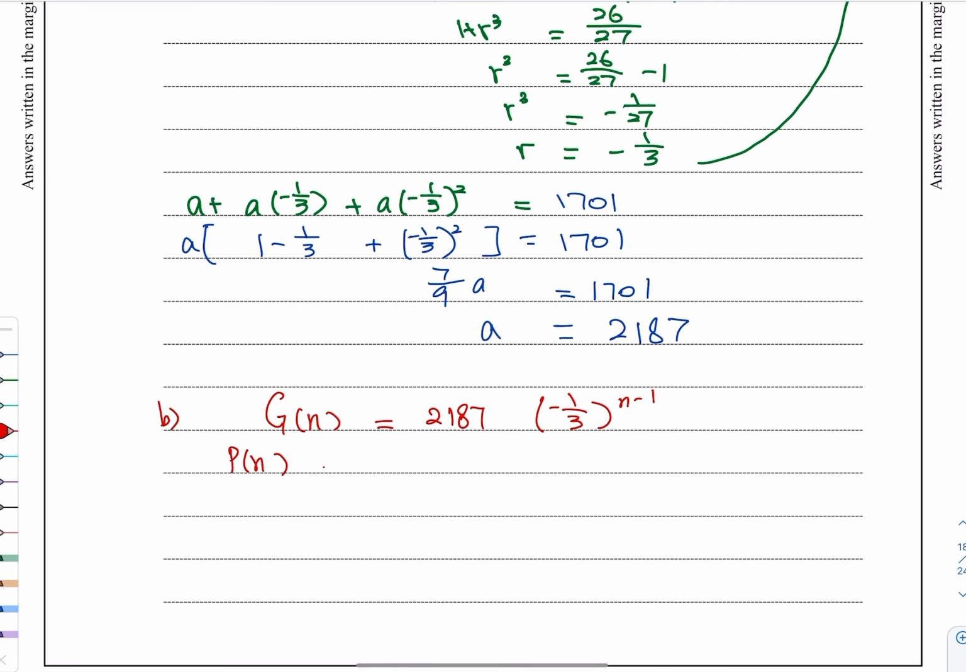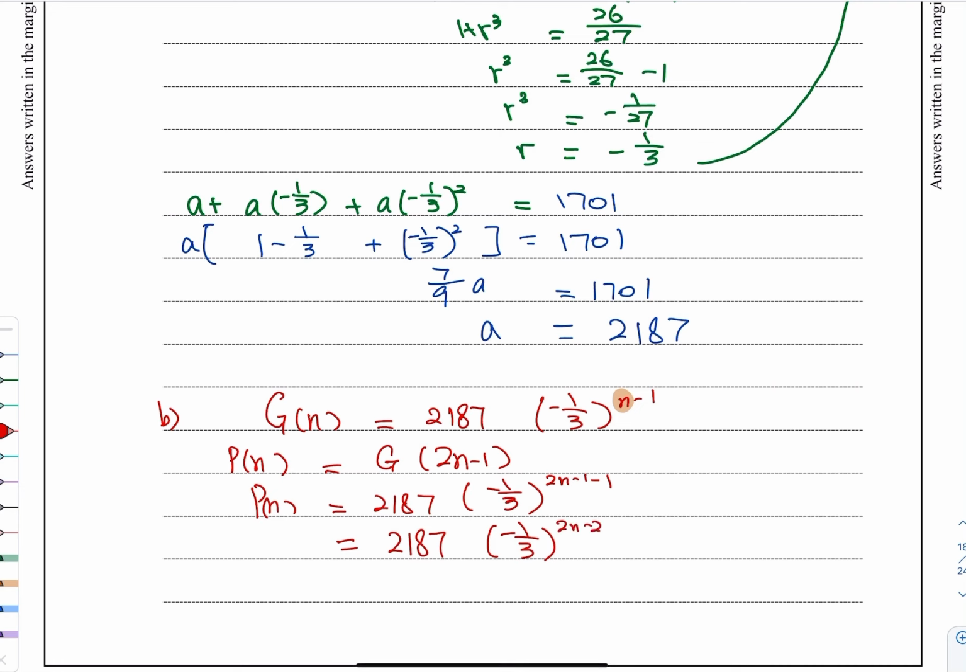Pn is basically from the G, the n is changed to 2n minus 1. So wherever there's n here, it will be changed to 2n minus 1. So you do that first. What is our Pn? Pn will be 2187, no change, negative 1 over 3, no change. Oh, n is changed. 2n minus 1, minus 1. Minus 1 minus 1 is, so 2187, negative 1 over 3, to the power 2n minus 2. Okay, until here.